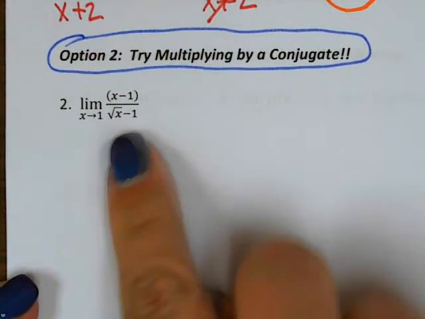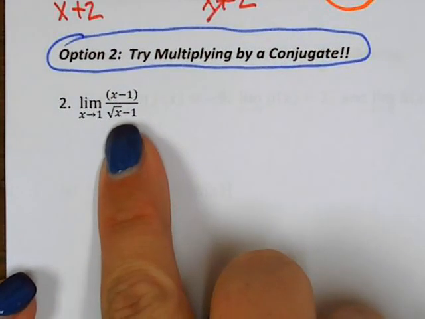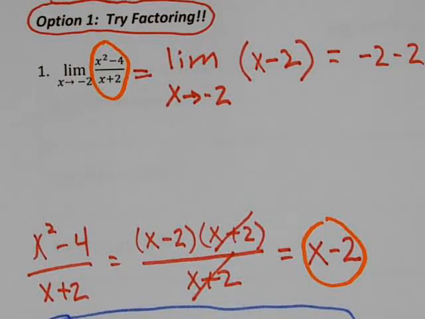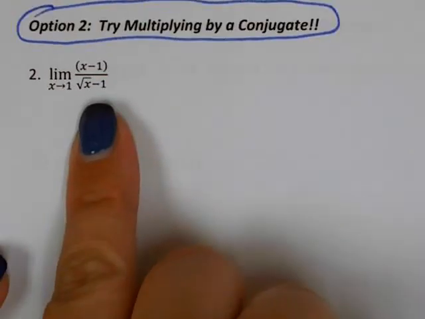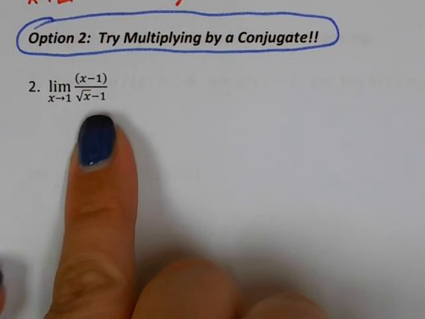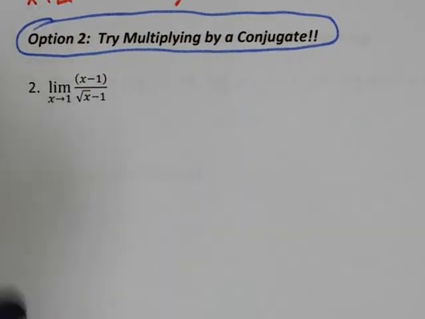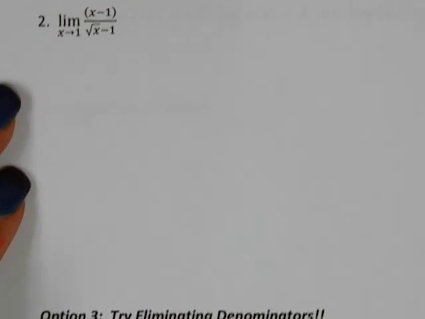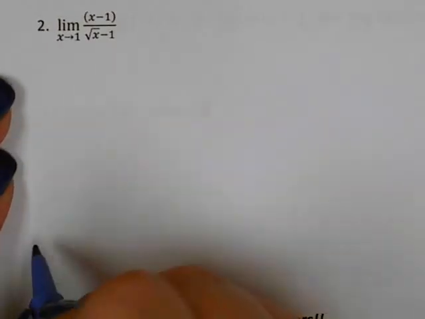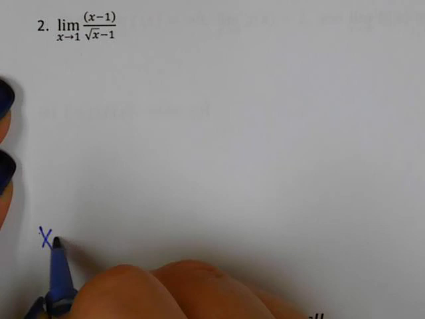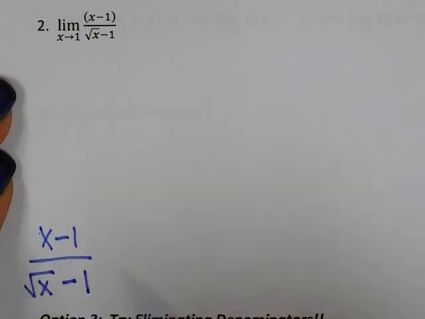If we look at this function right here, we can see that there's nothing for us to factor. So option 1 isn't going to help, okay? Option 2, though, is to try and multiply by a conjugate. So what we're going to do is take our function and write it down below. So I'm going to move up a little bit so we can see. And I'm going to rewrite my function. It's x minus 1 over the square root of x minus 1.